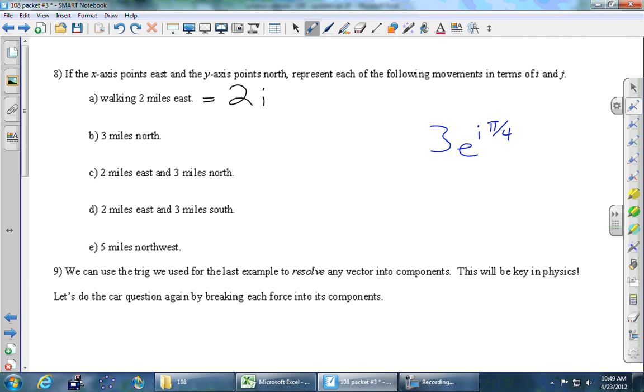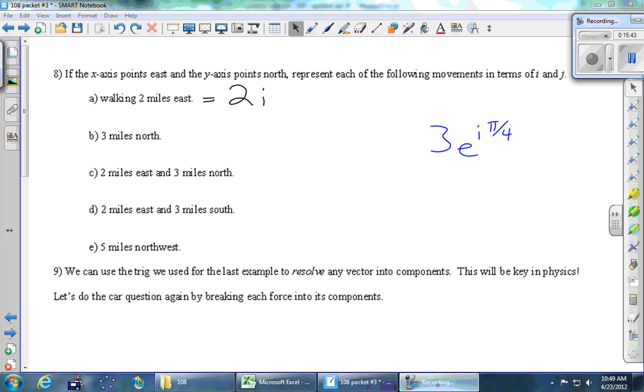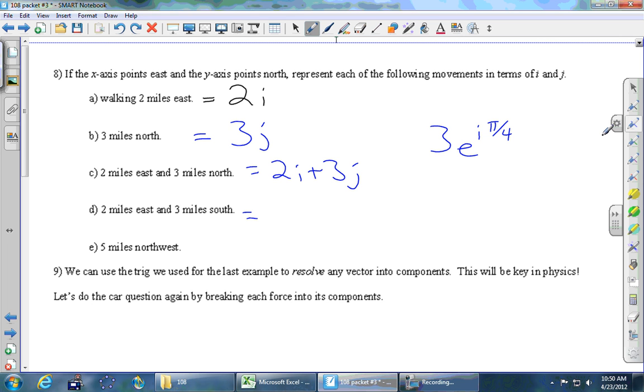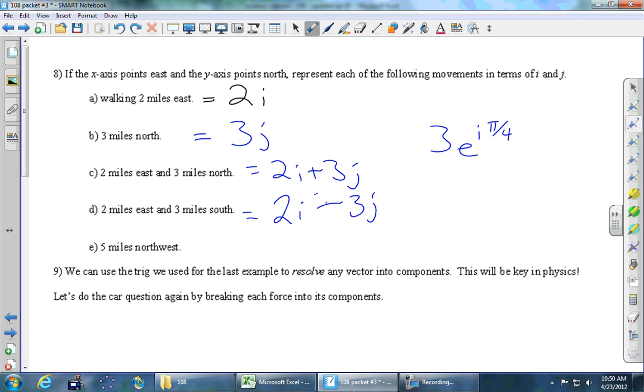Can you guys fill in the other 4 of those with your neighbors? Okay, so what is this part D? 2 east and 3 south? 2i and then minus 3j. Right, so south is negative j. Okay, and then 5 miles northwest.